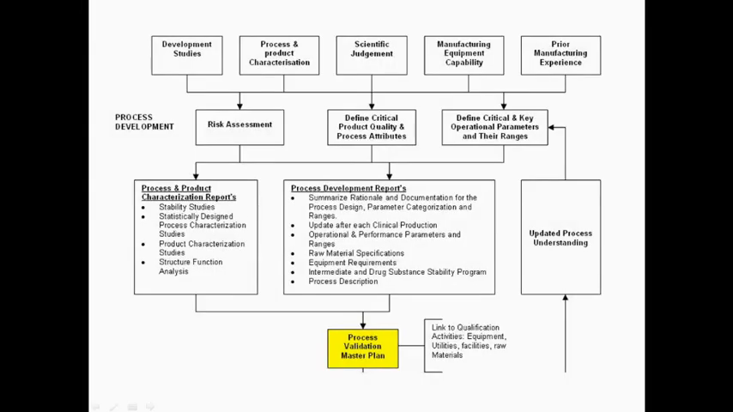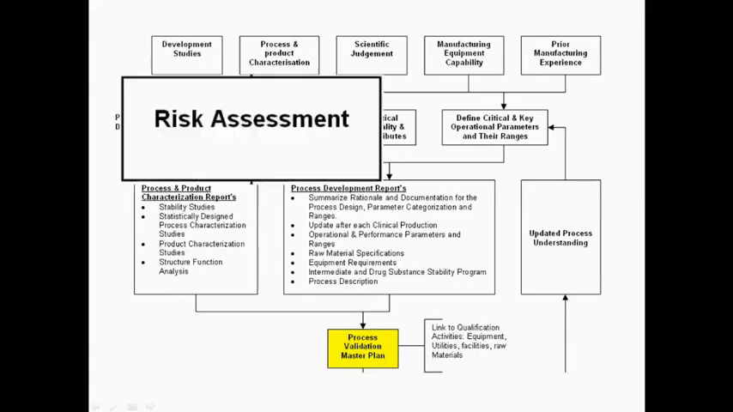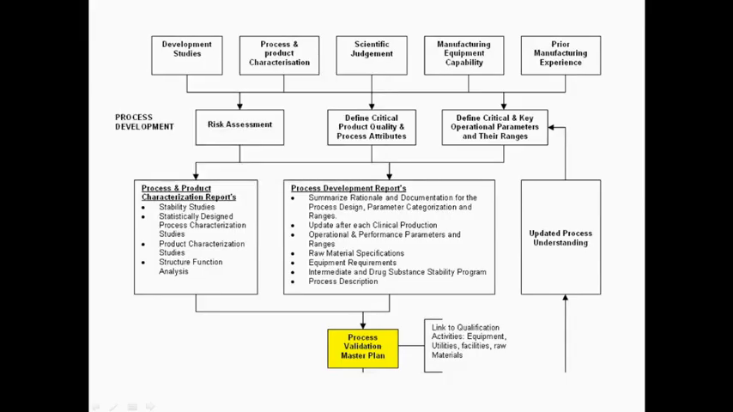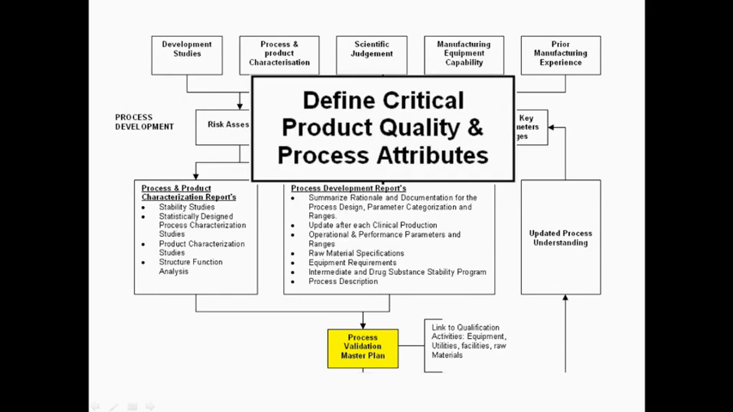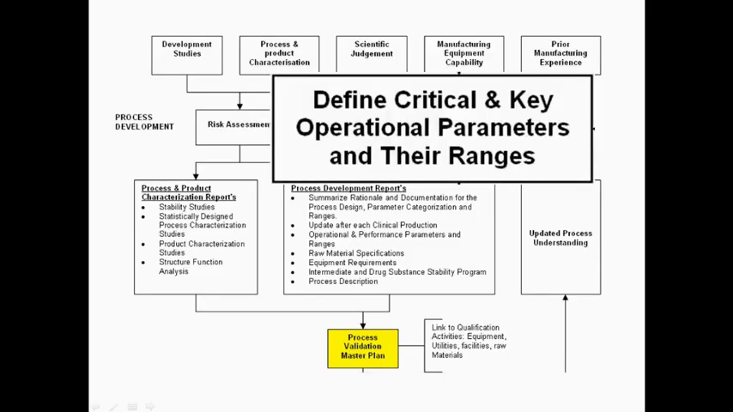During process development, we will conduct numerous risk assessments. These will be highly planned and will help us make scientific and traceable decisions regarding defining our critical product quality and process attributes, which will in turn help us to establish and define our critical and key operational parameters and their ranges.